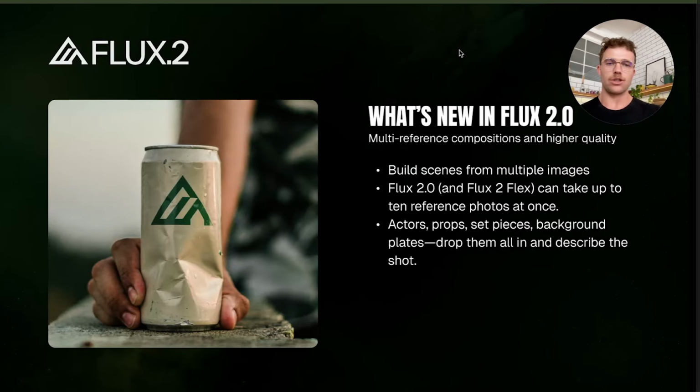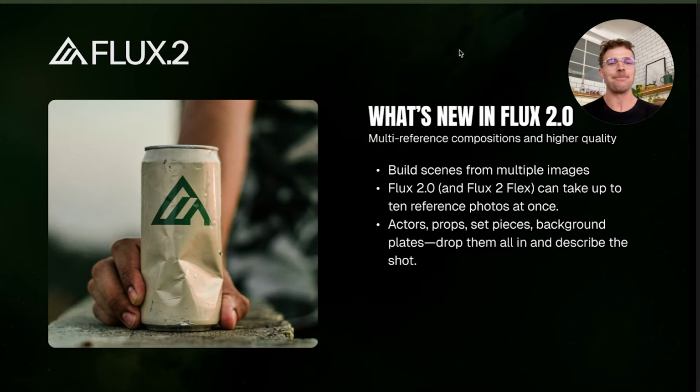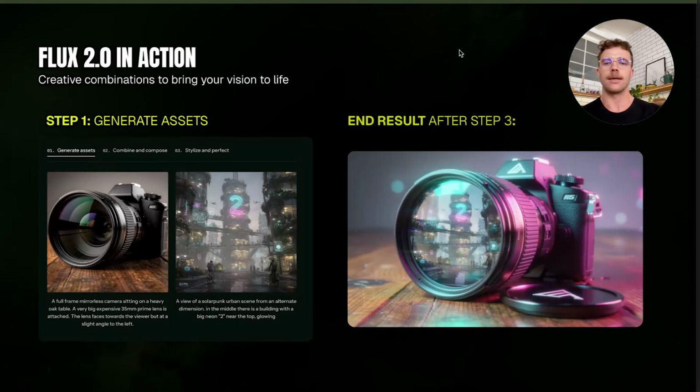So what's new in Flux 2.0? You can build scenes from multiple images. Flux 2.0 and Flux 2 Flex can take up to 10 reference photos at once. Try to say Flux 2 Flex quickly 10 times. So this means you can drop actors, props, set pieces, and background plates and describe them all in one shot.